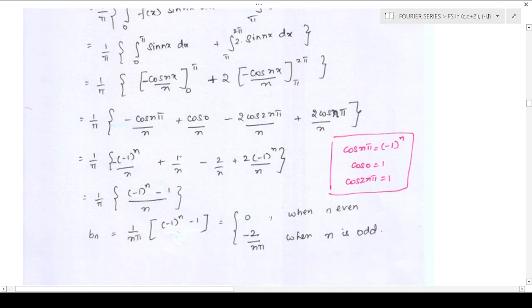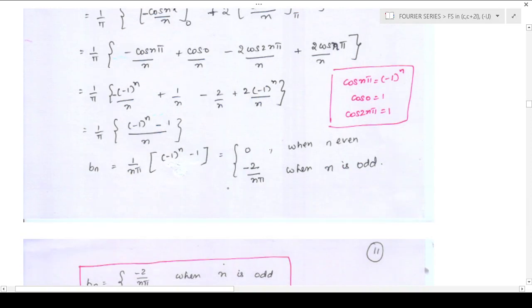See, 1 by n minus 2 by n is minus 1 by n. Then 2 minus 1 whole power n by n, minus 1 whole power n by n. So it is plus minus 1 whole power n. So you'll be getting like this.